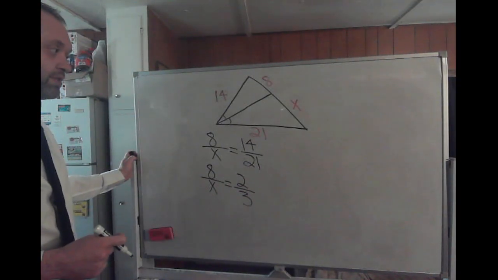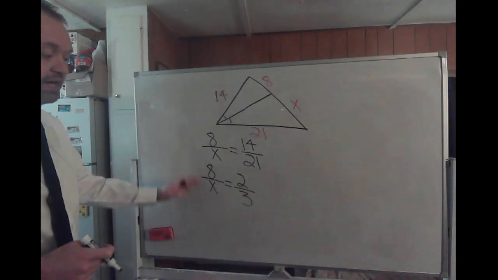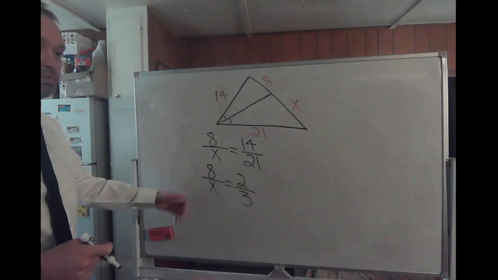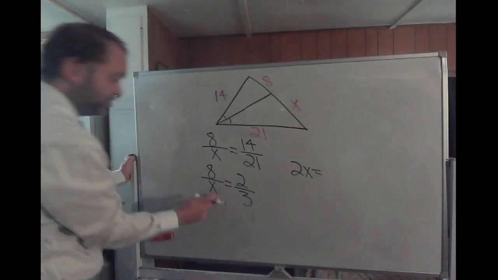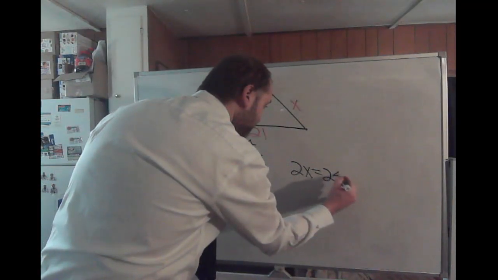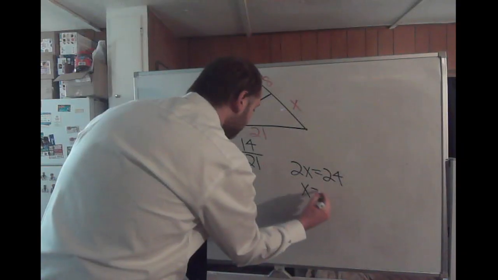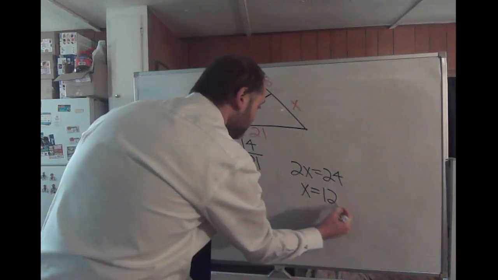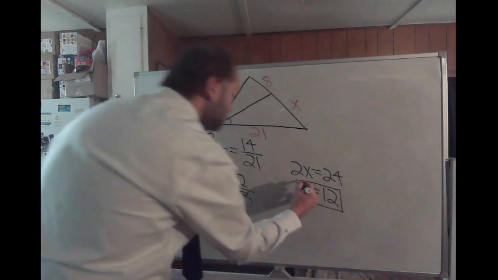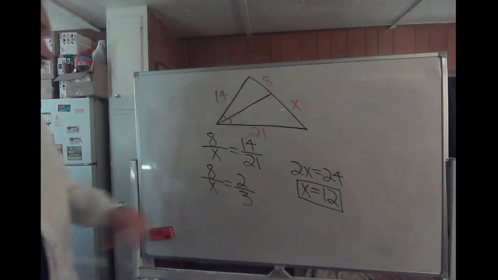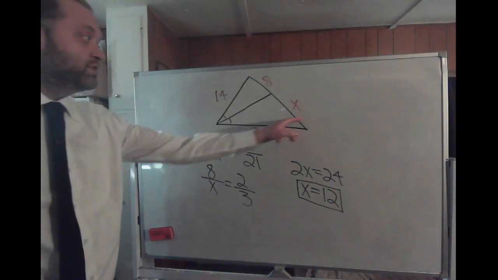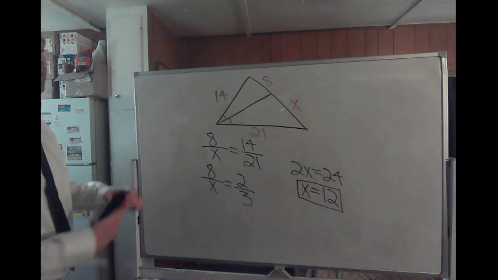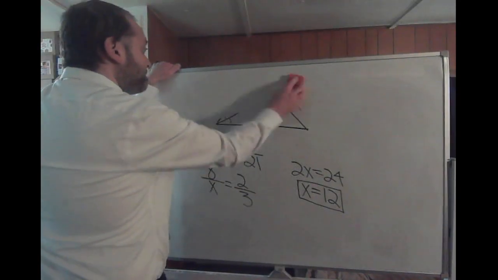easier to work with. So now you set up your proportion, you solve for the cross products, and you would get 2x is equal to 24, which would then give you a length that x is equal to 12. So x itself equals 12, and that would still be in the ratio 2 to 3, so that's perfect. So x has a length of 12. And I got more exercises for this.